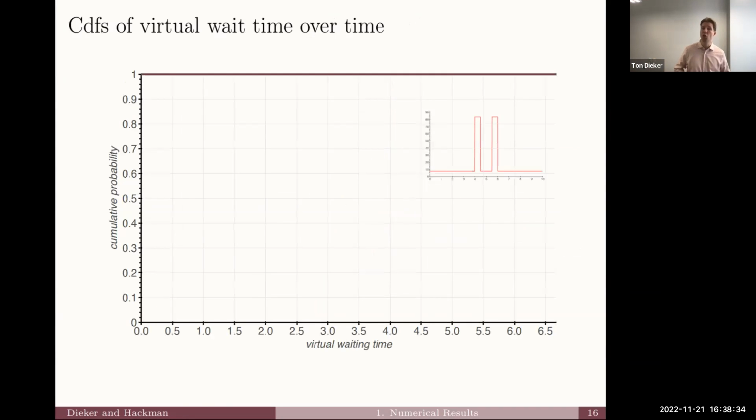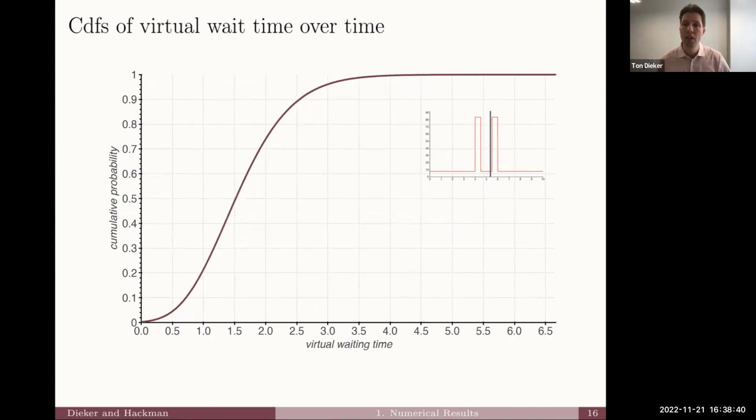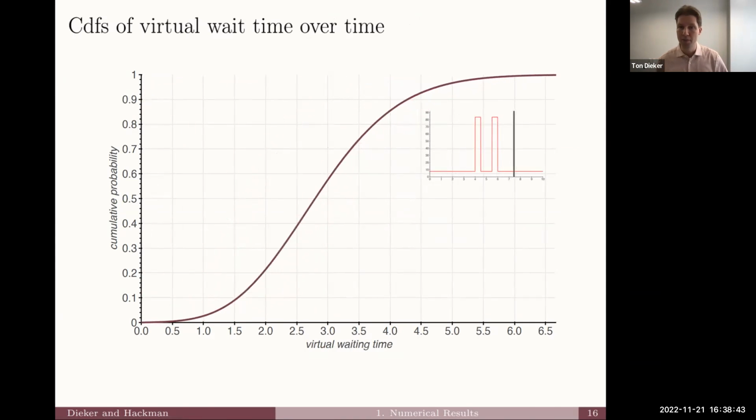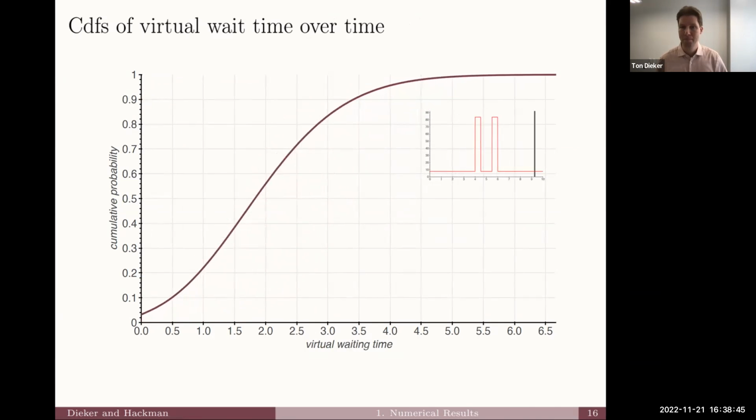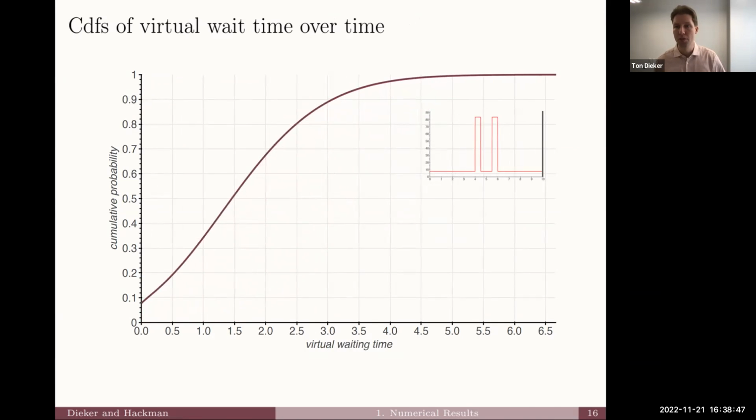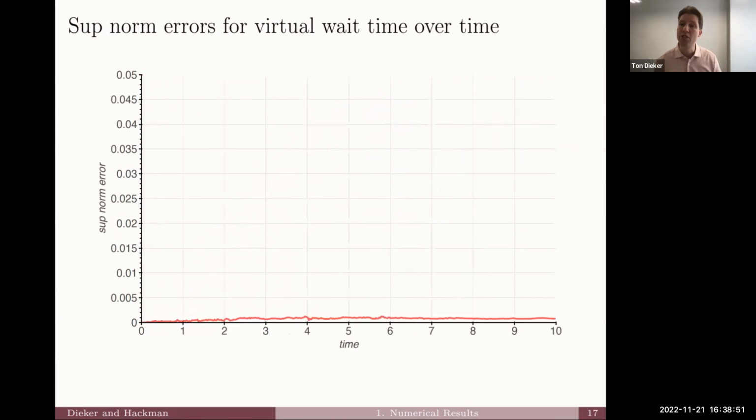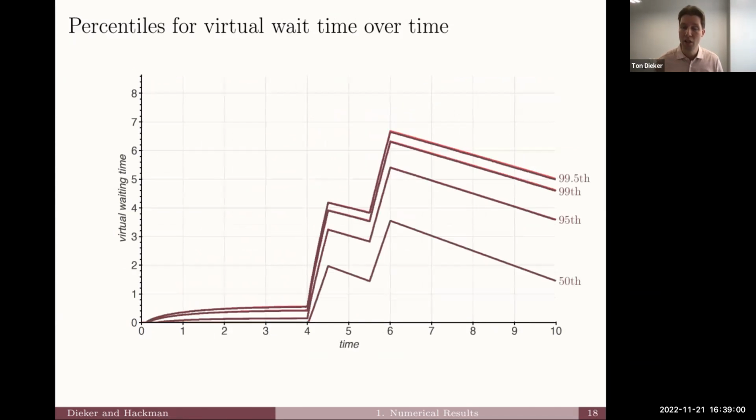Now let's look at the virtual wait time as opposed to the number in the system. So this is a picture of the cumulative distribution function instead of the probability mass function. Again, 2 curves. Here's a picture of the sup norm error as a function of time for the virtual wait time. Looks even better than the other one. And here are the percentiles. Spot on.